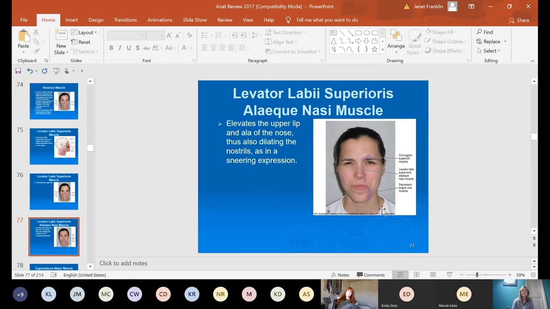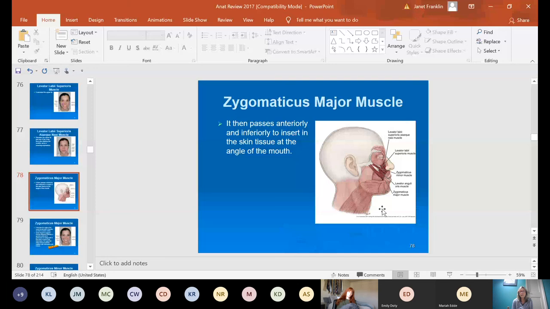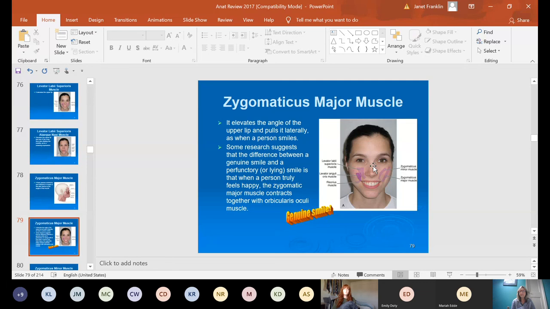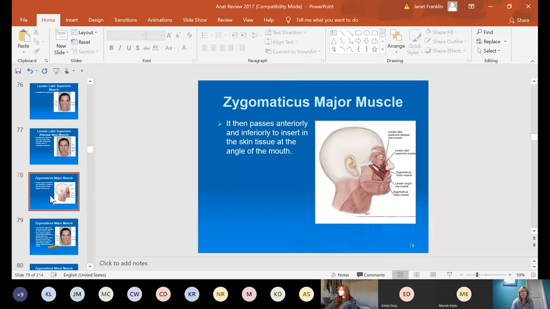Your zygomaticus major muscle passes anteriorly and inferiorly to insert in the skin tissue at the angle of the mouth. So it starts at the zygomatic arch and it travels down and forward. So anteriorly or forward and inferiorly, slightly down. So it's going to travel from here down to here. It elevates the angle of the upper lip and pulls it laterally as when a person smiles. So if we go back, you can see that it's going to attach to the angle of the mouth. And since it's going upward toward the zygomatic arch, it's going to pull the corners up. It would be really hard for it to pull them down since its attachment is up here. So kind of think of it that way.